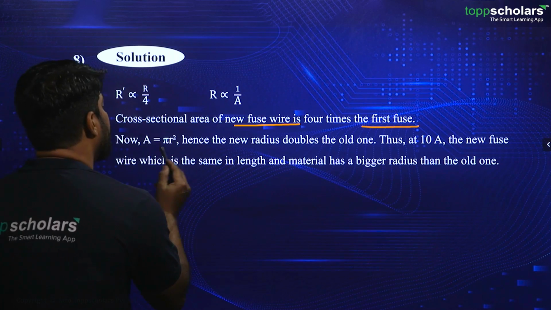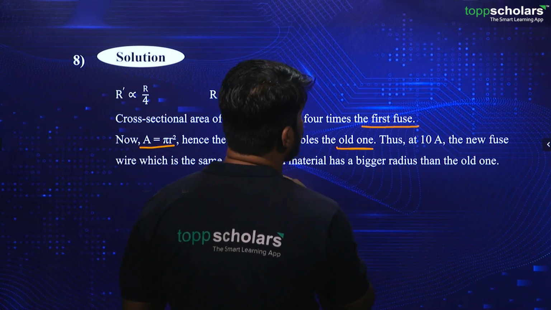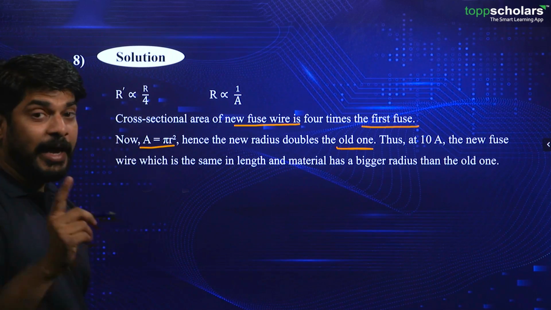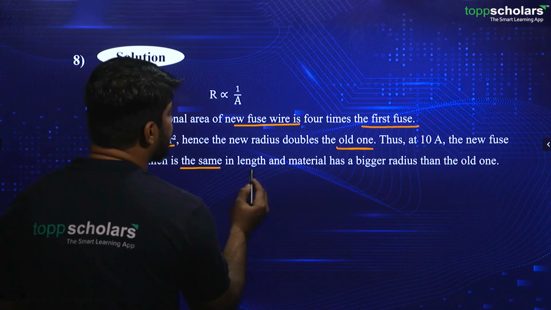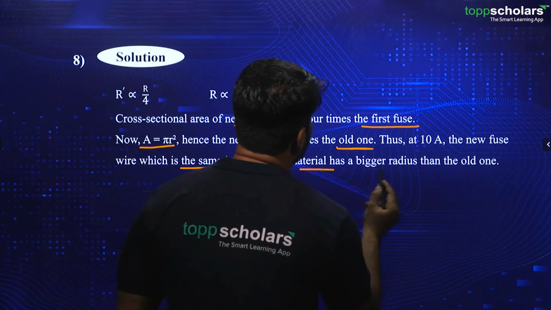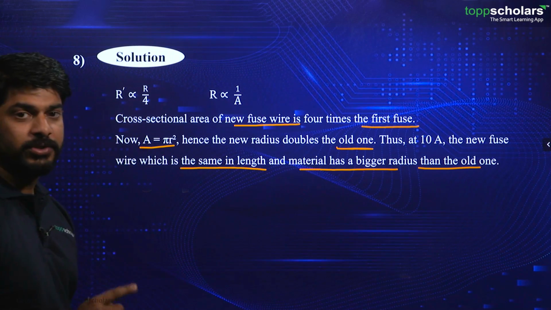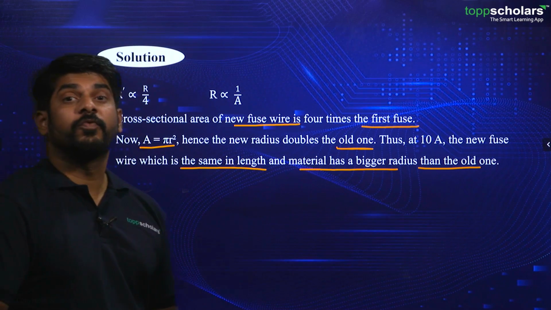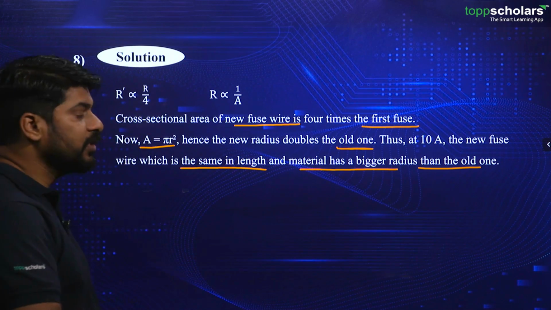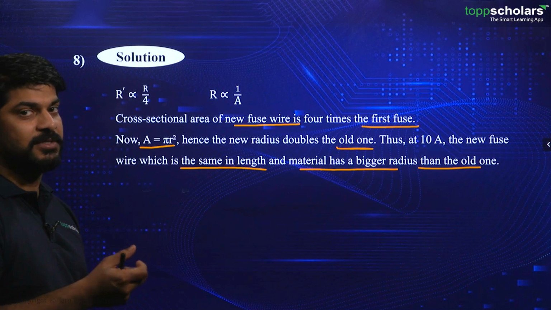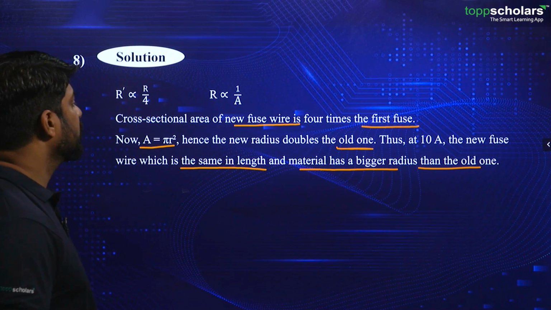Now area is pi r square, hence the new radius doubles the old one. Thus at 10 ampere the new fuse wire, which is the same in length and material, has a bigger radius than the old one. So this says that for the wire to withstand about 10 amperes of current, we need a bigger wire in size or in radius, that is double. So this is the answer.